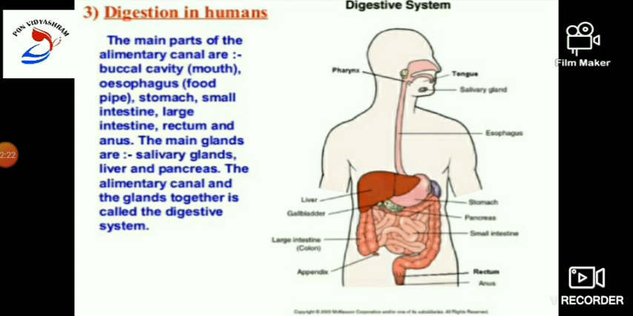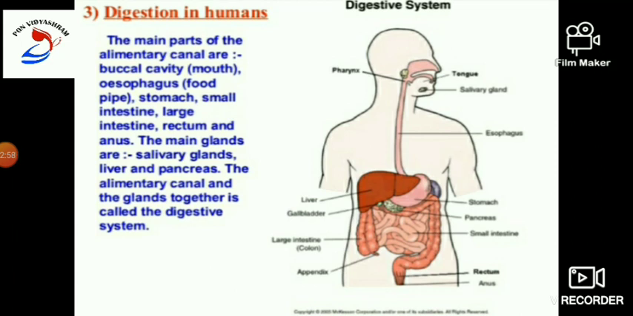The main parts of the alimentary canal are mouth, buccal cavity, food pipe or esophagus, we will be discussing in the next session, stomach, small intestine, large intestine, rectum and anus. The main glands are salivary gland, liver and pancreas. The alimentary canal and the glands together are called the digestive system. Today we will be discussing this salivary gland.